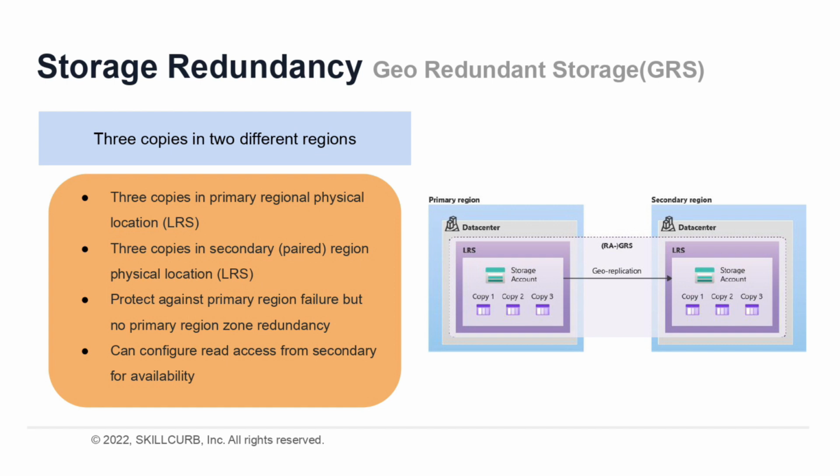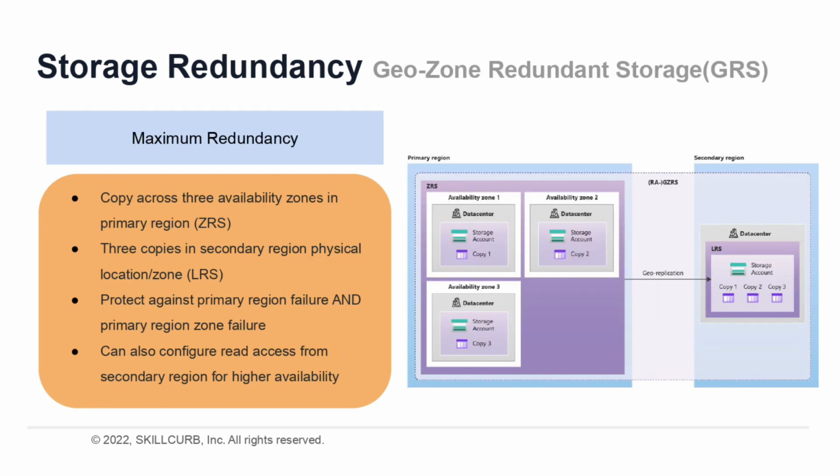So at this point, what if we want to have the maximum amount of redundancy possible, even if it does come at a higher cost, in which we want multi-zone redundancy within our primary region and also redundancy within a paired region? In that case, we would go to our highest tier redundancy option of Geo-Zone Redundant Storage, or GZRS for short. This is, again, the maximum redundancy option.